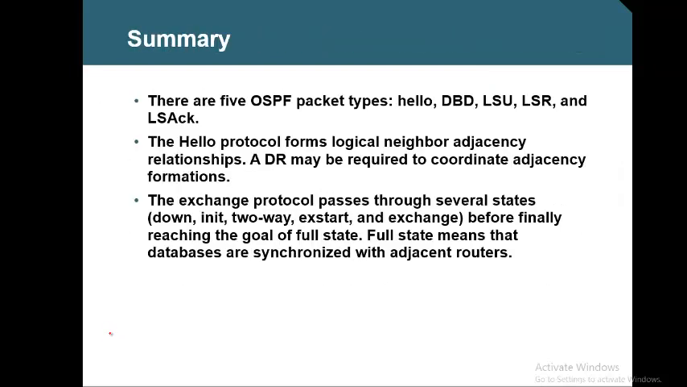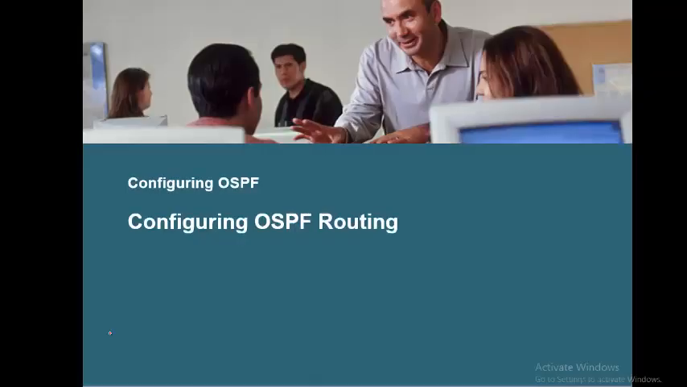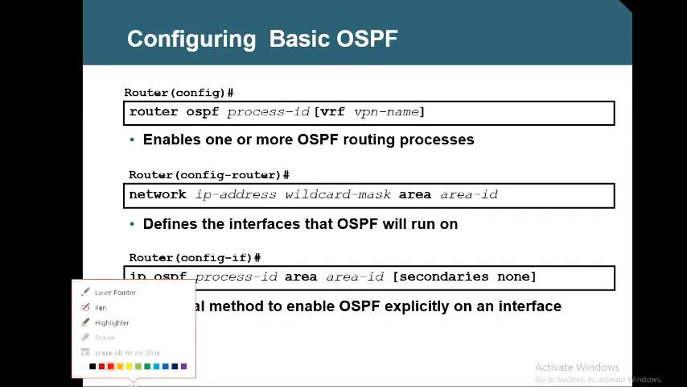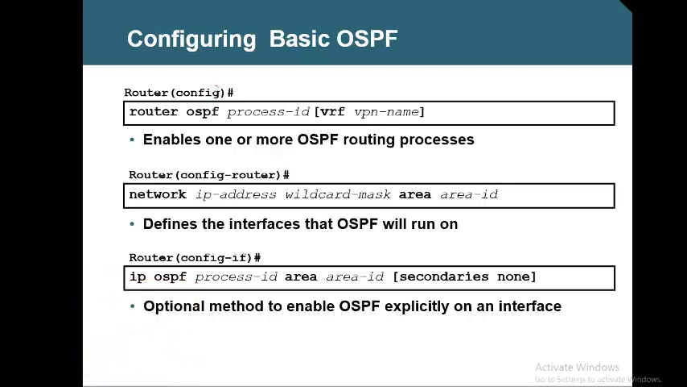Let's move on to the next list. Configuring OSPF routing. See, OSPF needs a process ID. Why? You may need sometimes to run more than one OSPF. Why? Because I don't want the route coming from one interface to go out on the other interface. I don't like this.